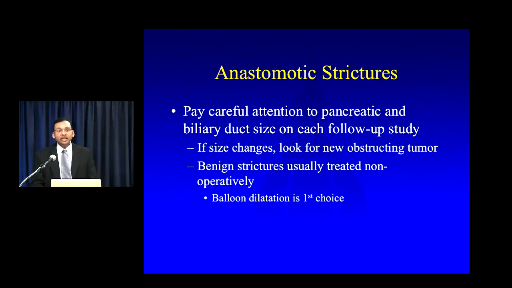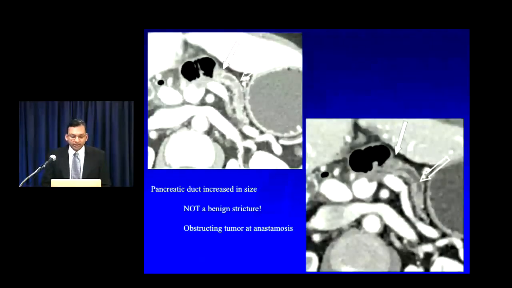Now, if I see a change in size of either the biliary tree or the pancreatic duct, the first thing I'm going to look for is the presence of a new occult obstructing tumor, right? That's the thing you don't want to miss. You don't want to miss the fact that their pancreatic duct is dilated because they've developed recurrent tumor involving the anastomosis. But if you don't see tumor, then most likely you're dealing with a benign stricture, and that's something that can in most instances be treated non-operatively. And nowadays, patients are typically going to be treated with balloon dilatation.